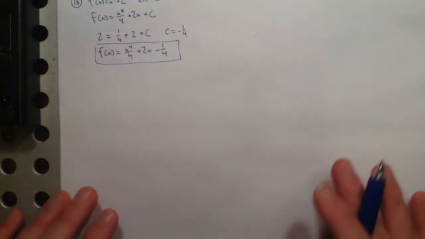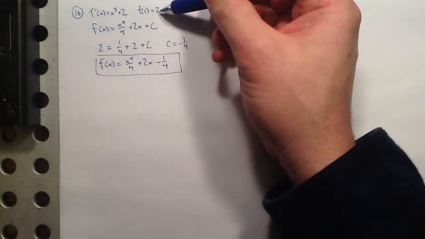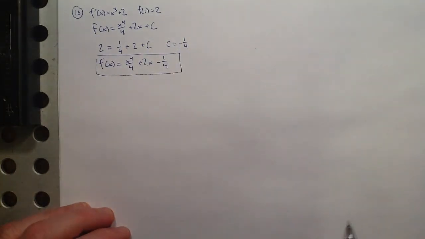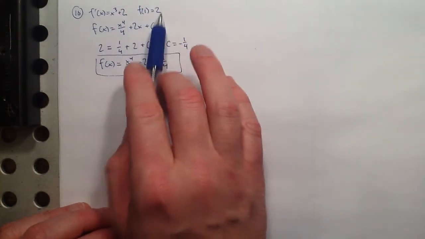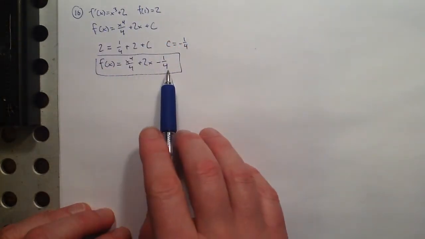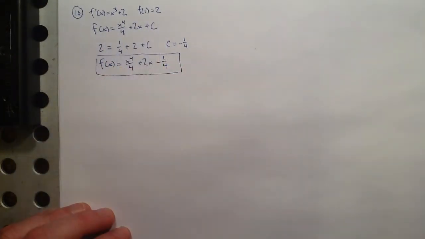So it may be interesting to note here that the solution to one of these problems is a function, right? Here's a derivative and a point. The solution to this initial value problem is the function that has those two properties.